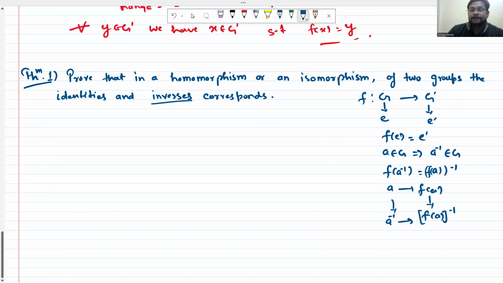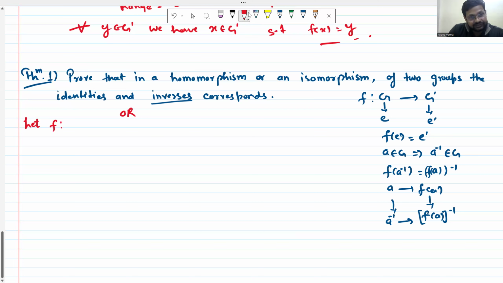So we have to prove that the identity maps to the identity of the other group, and the inverse corresponds to the inverse of the respective element. Let's prove it. You can also write it in another way. Maybe they ask in your examination like this.